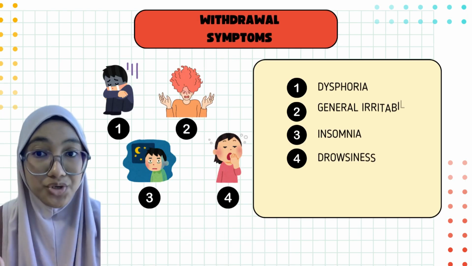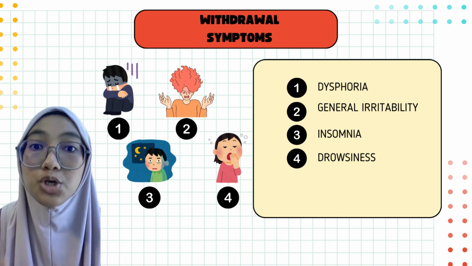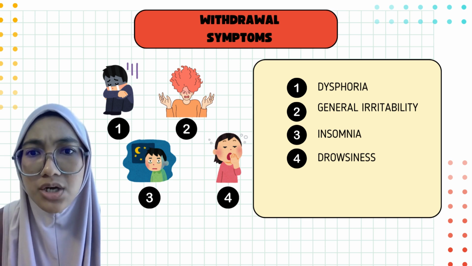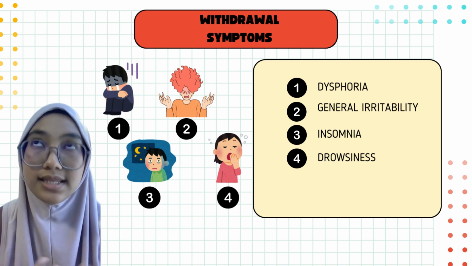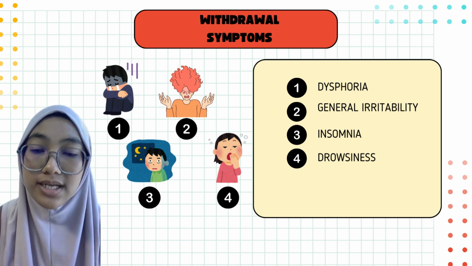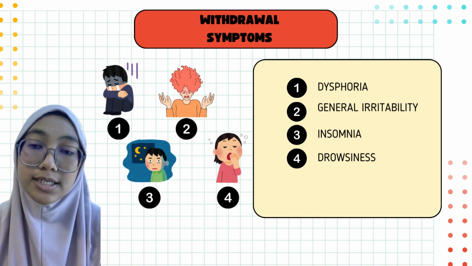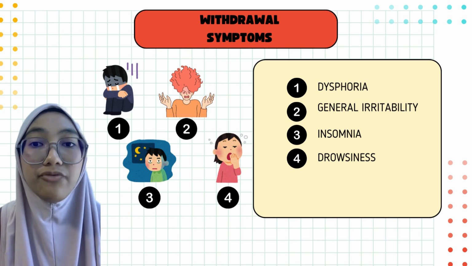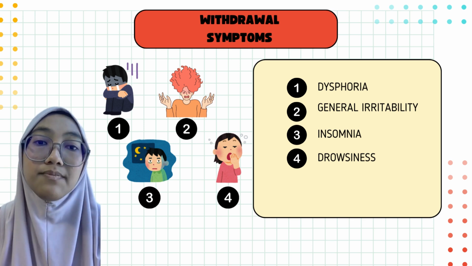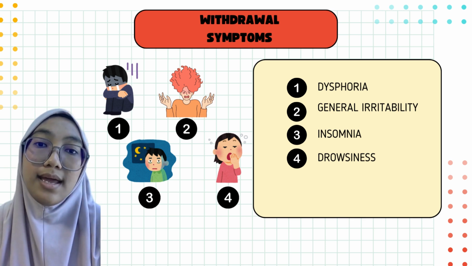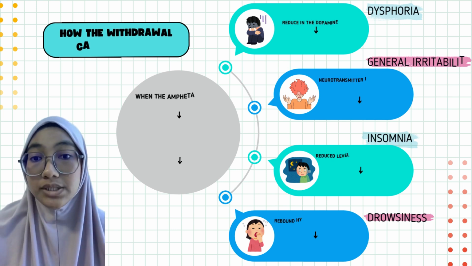There are several withdrawal symptoms that can happen when a patient who takes amphetamine abruptly stops consuming it. Firstly, dysphoria. What is dysphoria? Dysphoria is a general unease or dissatisfaction. Secondly, general irritability. And thirdly, insomnia. What is insomnia? Insomnia is a sleep disorder with difficulty falling asleep, staying asleep, or waking up too early and being unable to go back to sleep. And the last one is feeling drowsiness. That's how these withdrawal symptoms can occur.